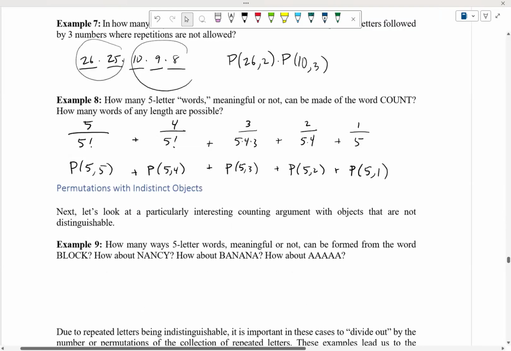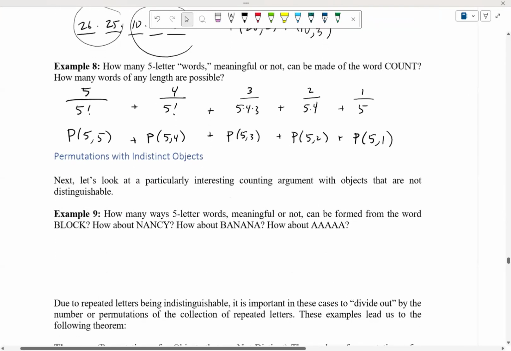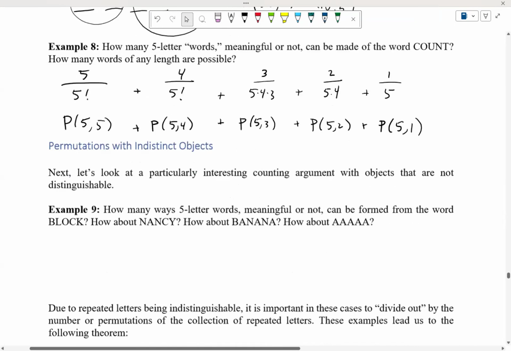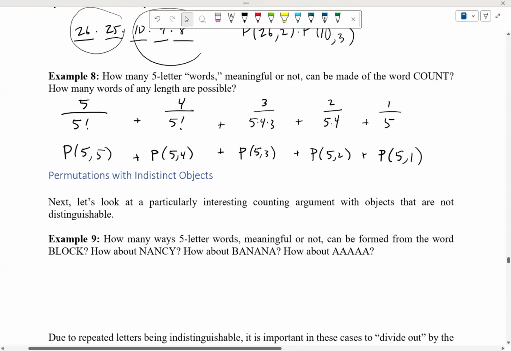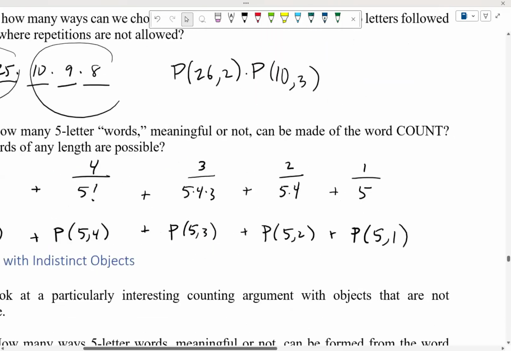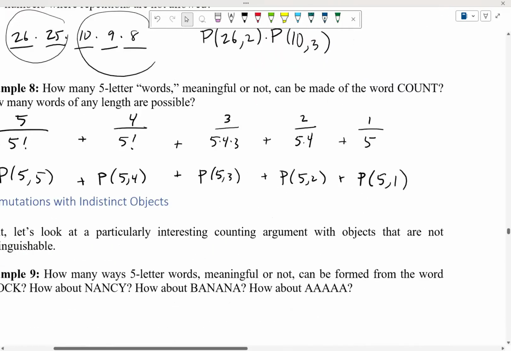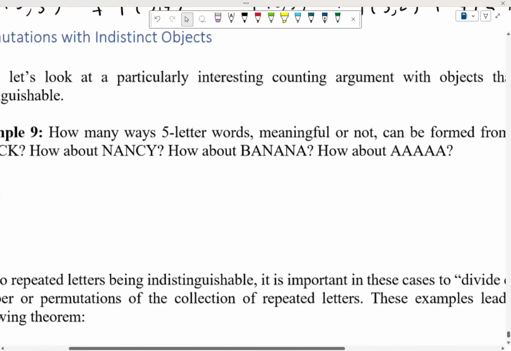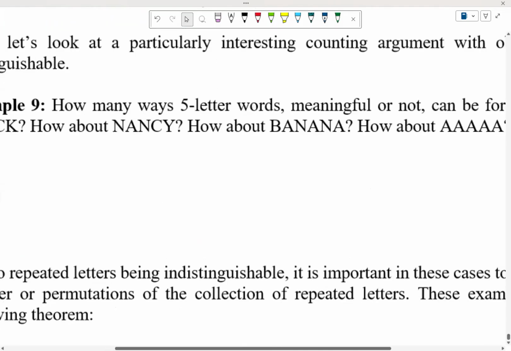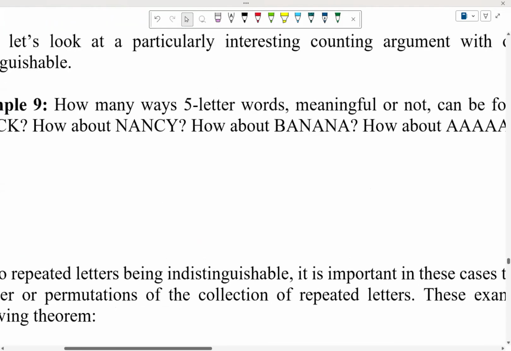Okay, so distinct versus indistinct has nothing to do with smell, just so you know. Distinct means that you could tell them apart from one another. And in the word count, there are 5 distinct letters. But what if you get to something like, we're going to skip block? How many words can you make from the word Nancy?